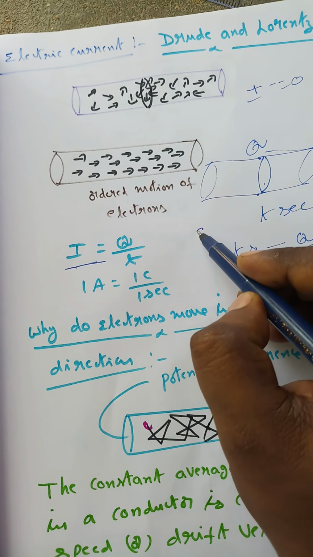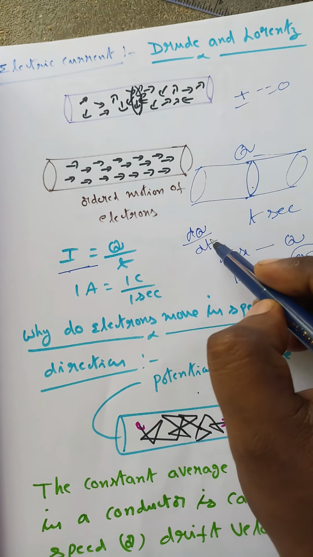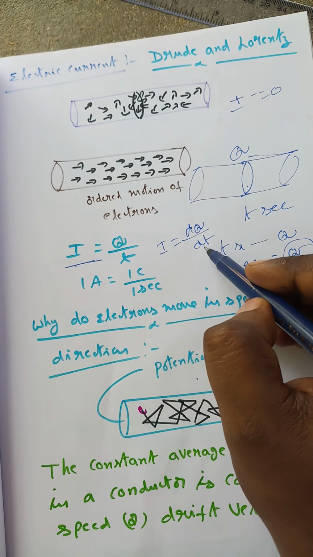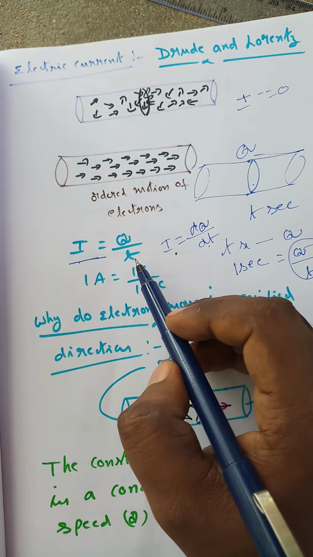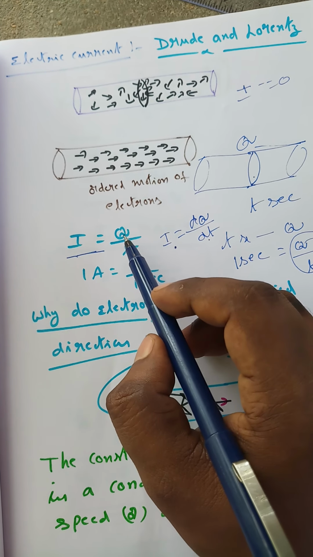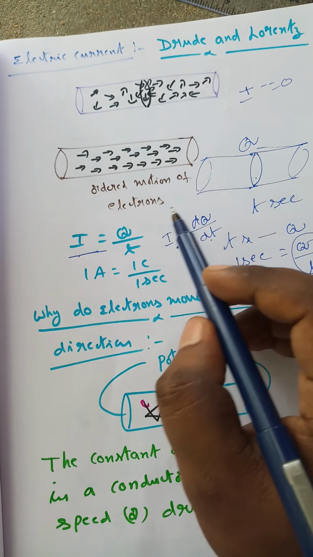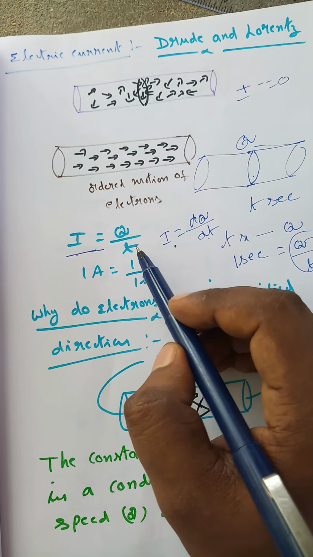The rate of flow of charge exactly can be written as dq by dt. I is equal to dq by dt. That is, the rate of flow of charge is called electric current. Or else, in t seconds of time, if a charge capital Q flows through any given cross sectional area, then the current I can be written as Q by t.